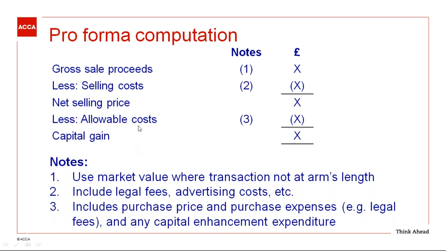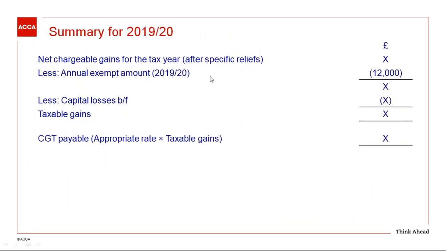From that, whatever expenditure that you have incurred to acquire the asset, mainly the cost of purchase or any other capital expenditure, you can deduct it. Then you get an answer. We call it capital gain. But that is not the value on which you need to pay CGT.